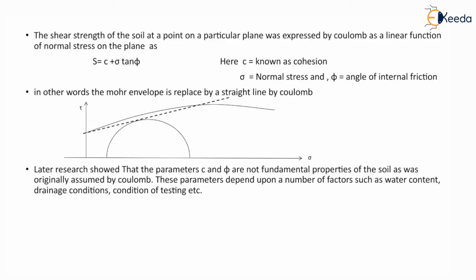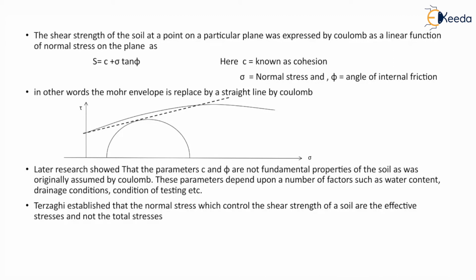Later, research showed that the parameters C and phi are not fundamental properties of soil, as was originally assumed by Coulomb. These parameters depend upon a number of factors such as water content, drainage condition, condition of testing, etc.